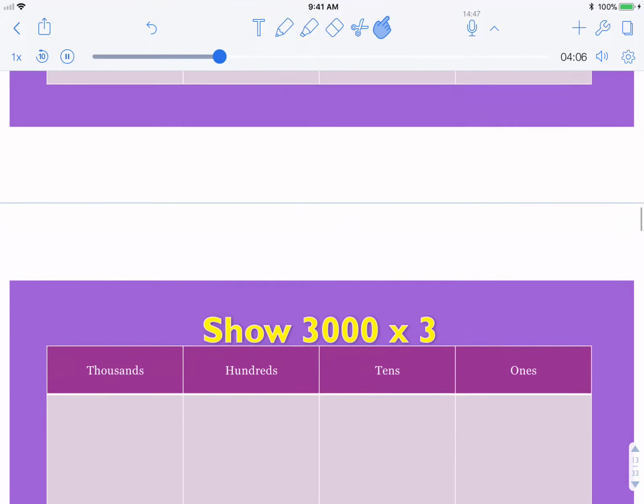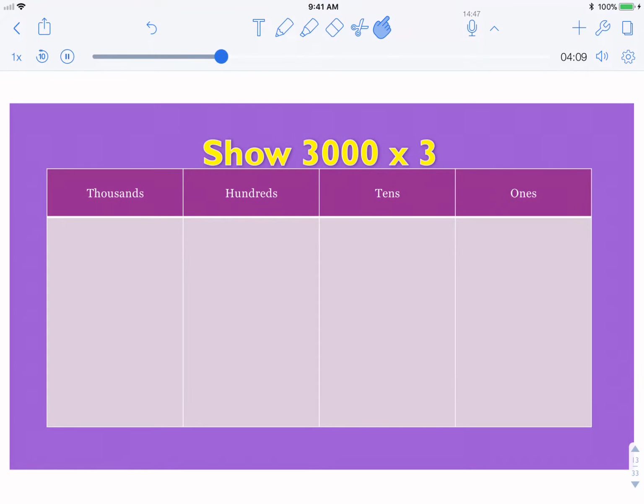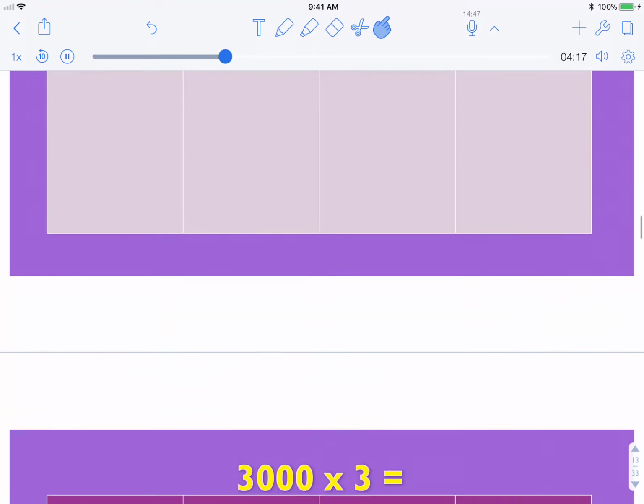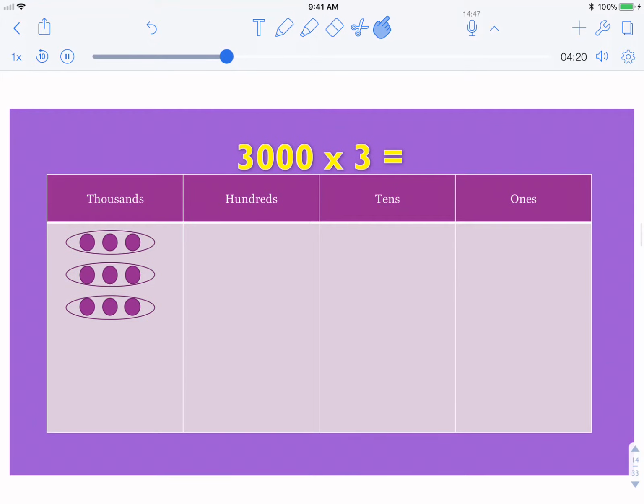Okay, show me 3,000 times 3. Okay, pull out the thousands and say it in unit form. I have 3 thousands, and I have them times 3. So 3 thousands happening 3 times would be the same as 9 thousands, or 9,000.